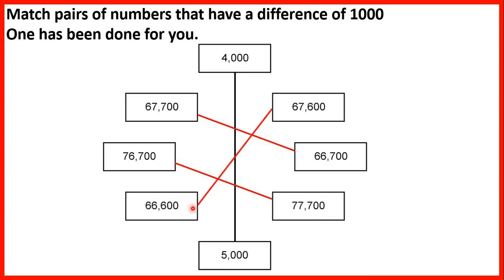So that means our other pair are 66,600 and 67,600. Remember, the hundreds, tens and ones digits will be the same in both numbers if the difference is 1000.